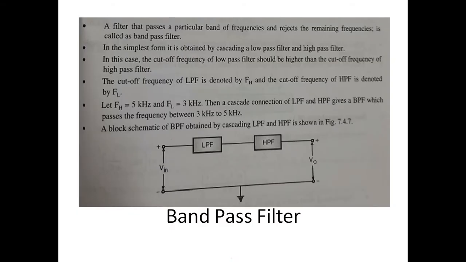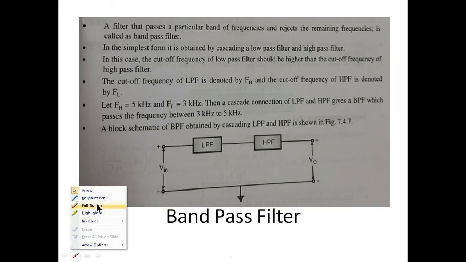So from this video onwards, we will learn the band pass filter. Basically, a filter that passes a particular band of frequencies, whether low frequencies or high frequencies, and is able to transmit it from the input to the output side, is called a filter. A filter that passes a particular band of frequencies and rejects the remaining frequencies is called a band pass filter.